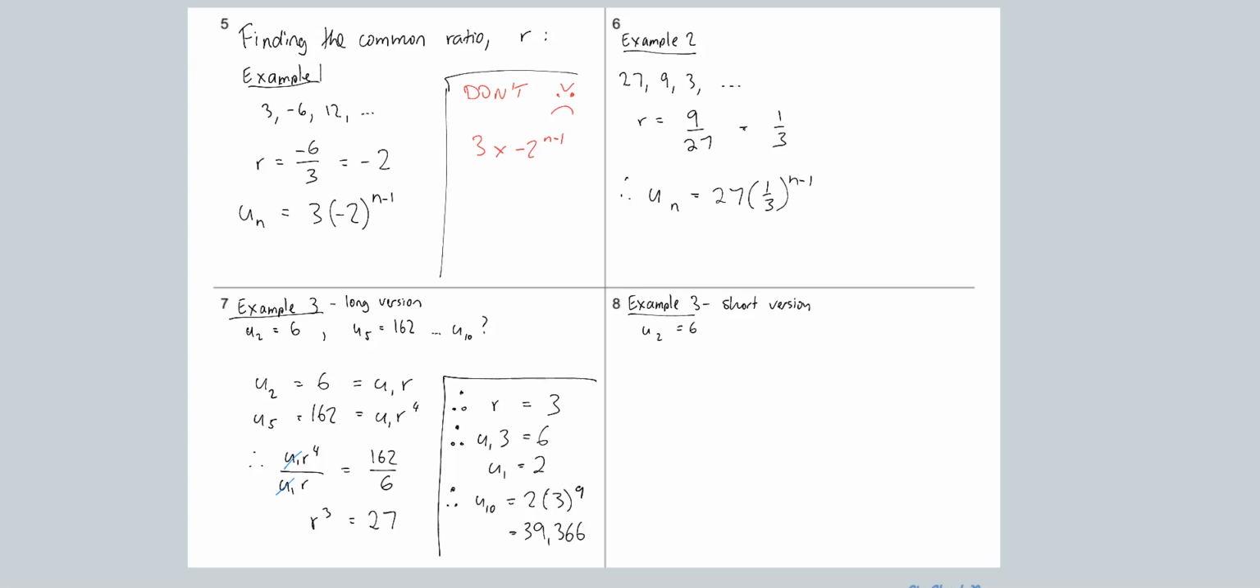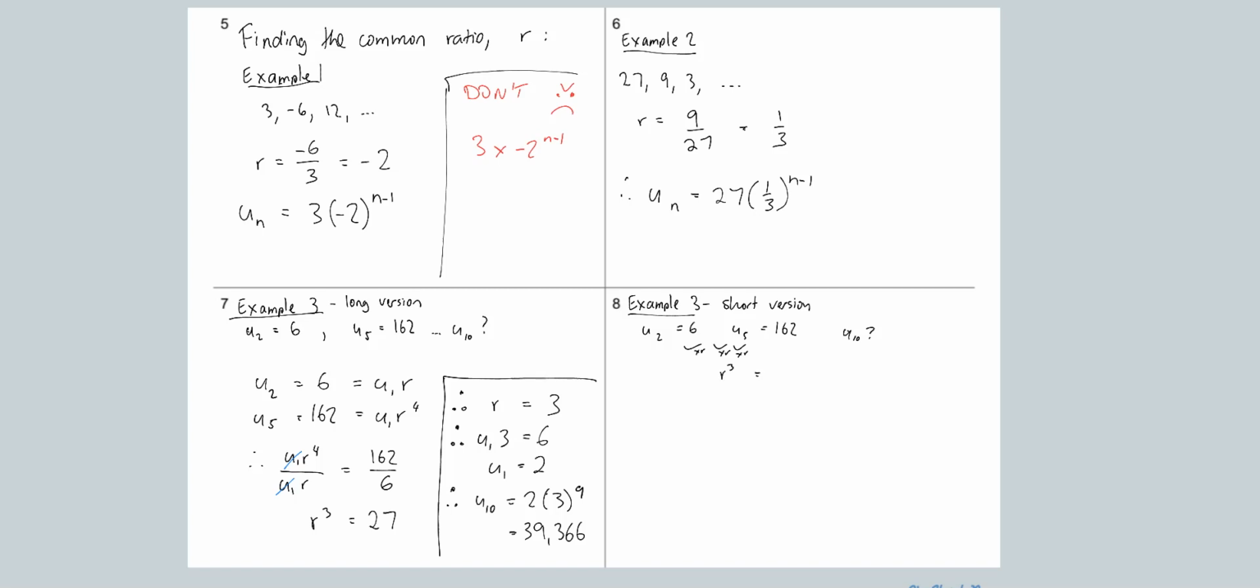U sub 2 is equal to 6. I've got U sub 5 is equal to 162, and I'm after U sub 10. Okay, so the shorter version is a bit like this. It's basically saying, how do I get from U sub 2 to U sub 5? Well, I'd have to multiply once, twice, and 3 times by r. So using your logic, you can see that it would be r cubed.